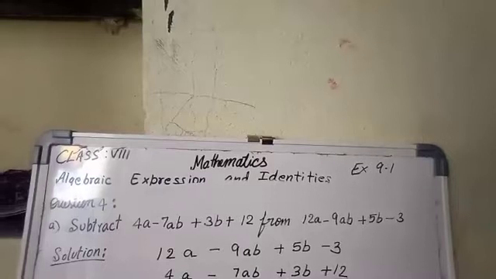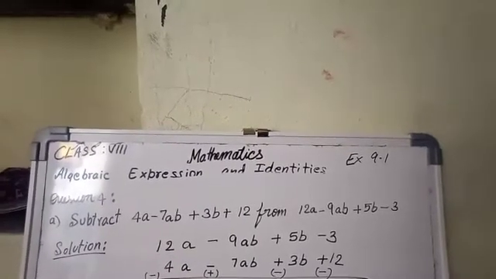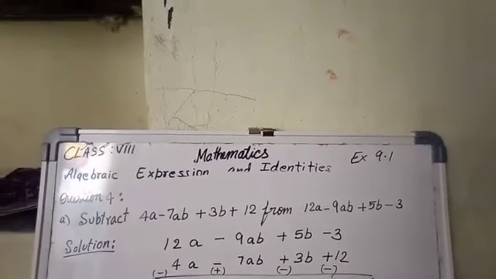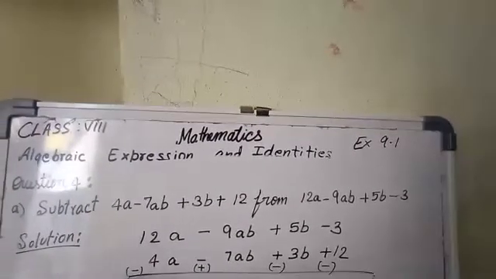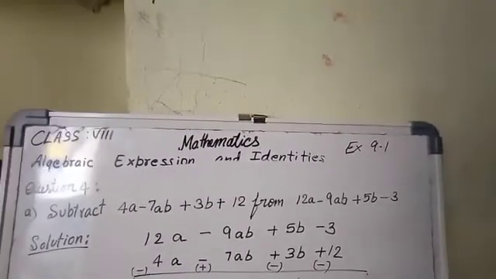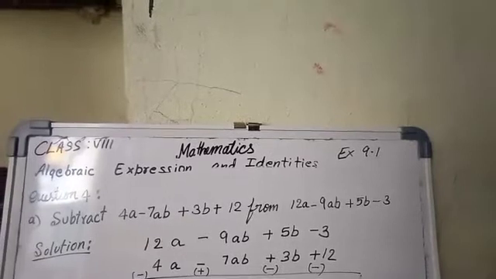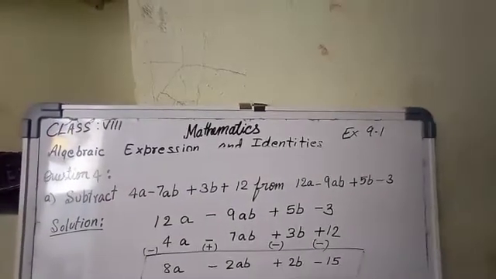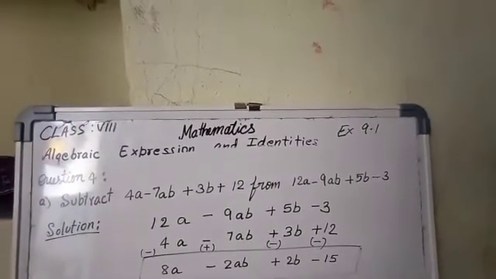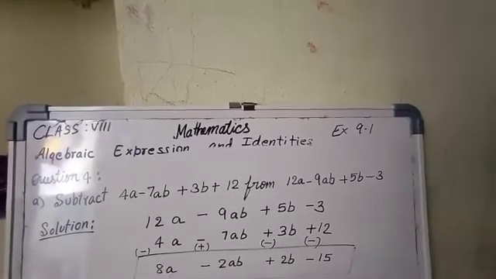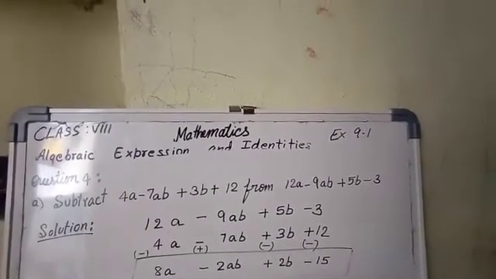Then you have to change the sign. The next step is changing the sign. If it is plus, you have to put minus; minus becomes plus, plus becomes minus. So 12 minus 4, 8a; 9 minus 7, 2ab; 5 minus 3, 2b.